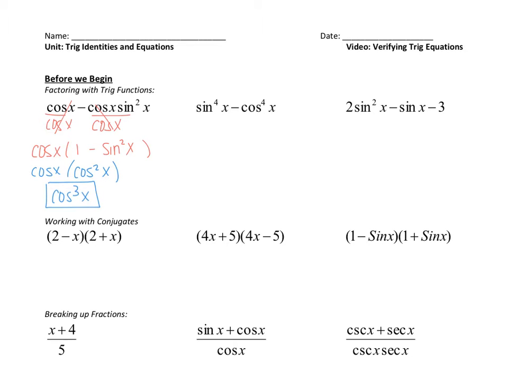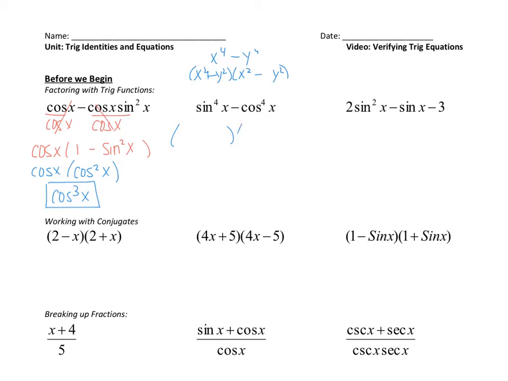Okay, now example number 2, sine to the fourth x, or sine x to the fourth, minus cos x to the fourth, is actually the same kind of problem as if I were to do x to the fourth minus y to the fourth. That's actually the same thing as saying x squared and x squared, and then y squared and y squared, with a plus or minus in the middle. So we can do the same thing here.